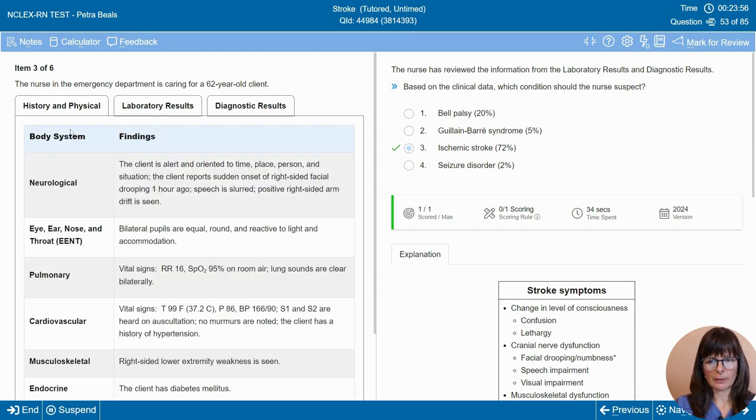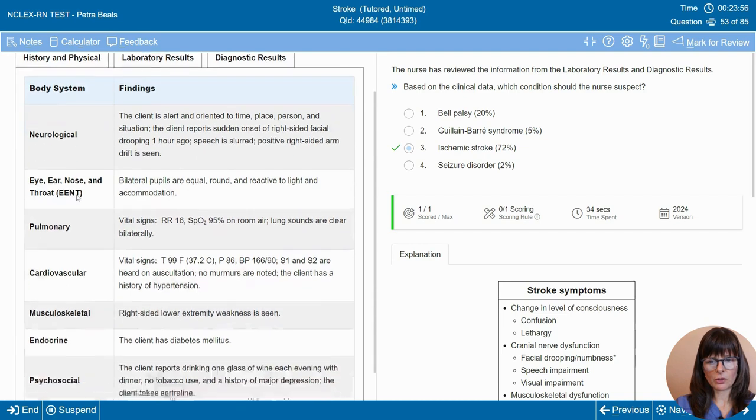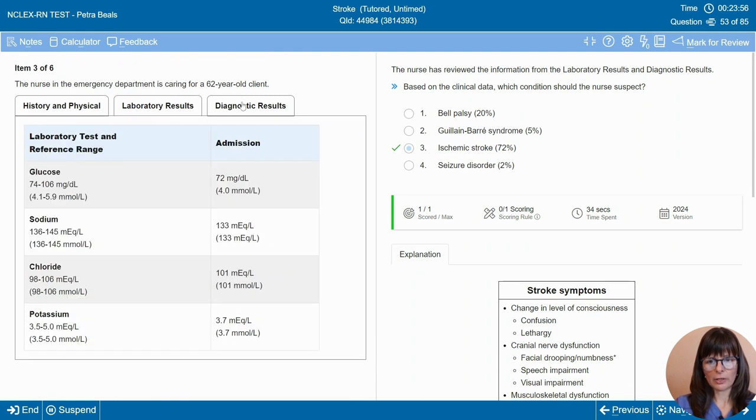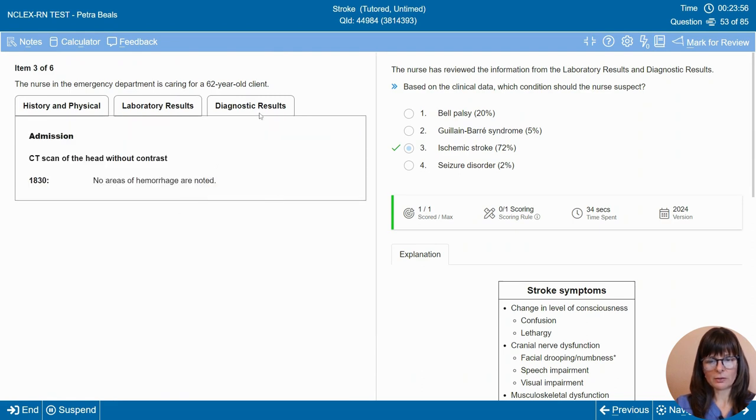hemorrhage are noted. And in the history and physical earlier, we determined that some of these findings were highly suspicious for the patient having a stroke. So now looking at the labs and diagnostic results, we should be able to identify that this patient is not having a hemorrhagic stroke, but most likely is experiencing an ischemic stroke. Now we've ruled out the hemorrhage.